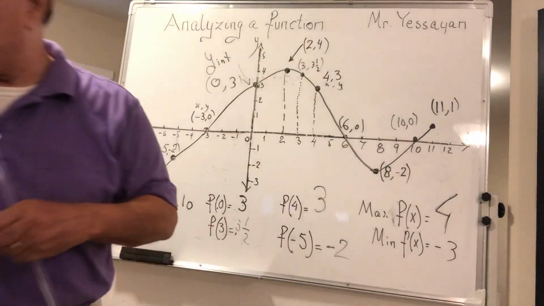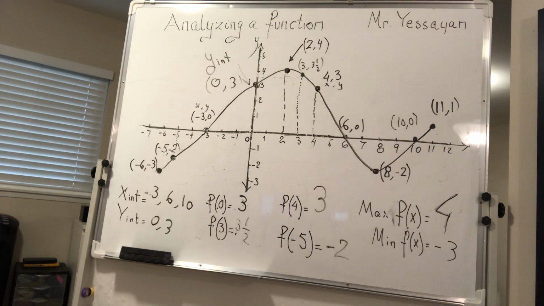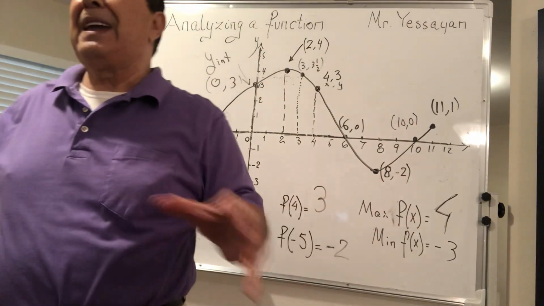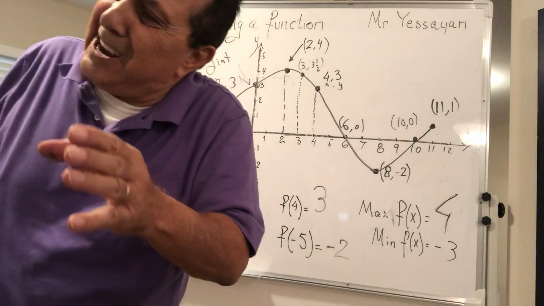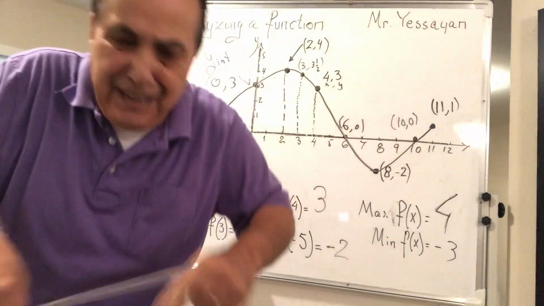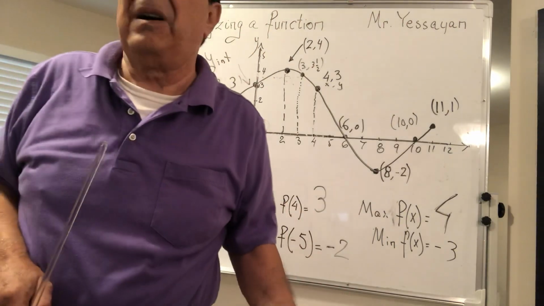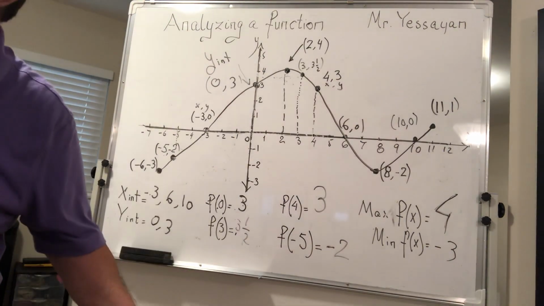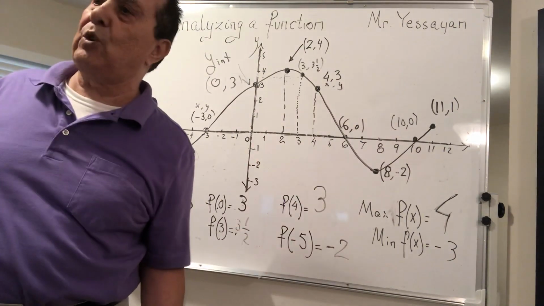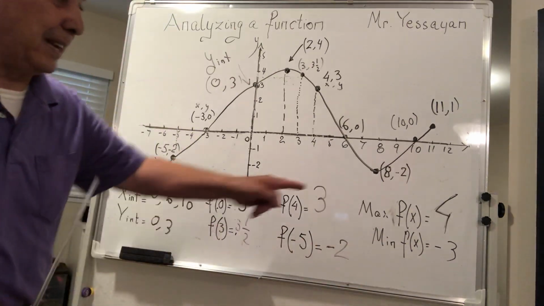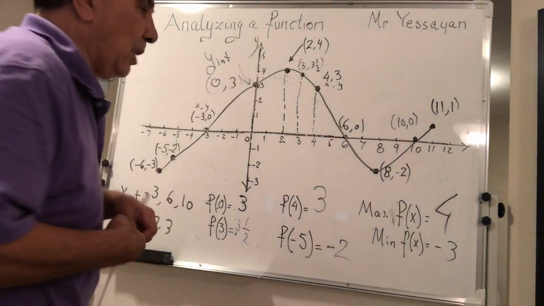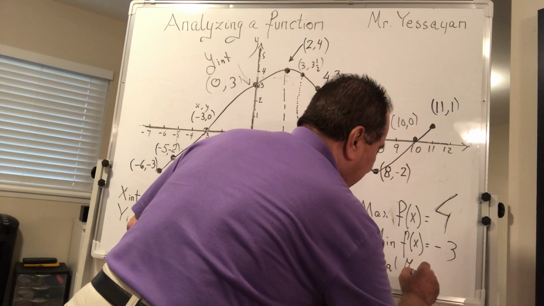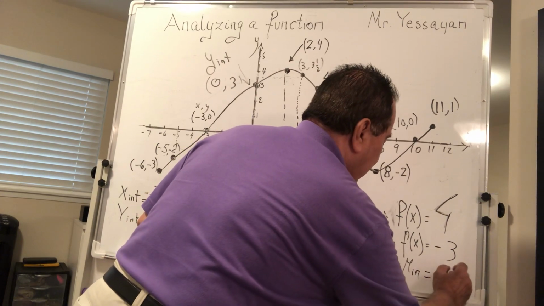Now, the question is, do I have a local minimum? The local minimum is not the absolute minimum, it's the smallest value of the graph at a certain zone. In this zone, for example, do I have a local minimum? Yes, I have a local minimum. It's not the absolute minimum, but it's a local minimum, and the local minimum is -2. Let me write it down. Local minimum, which is the minimum at a certain point, is equal to -2.